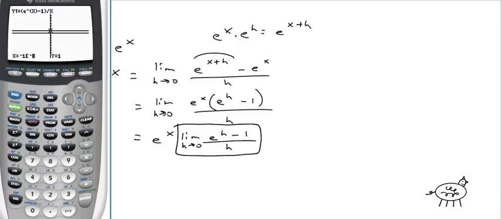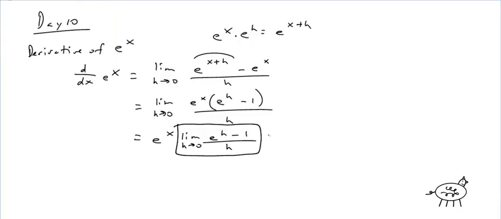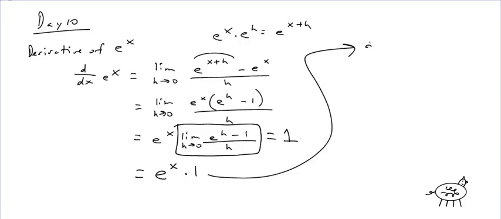So let's close this up here. And this expression, as h approaches 0, is equal to 1. So really, I can say it's e to the x times 1. Let's cursor down. I'll just move it over here. So really, the derivative, d by dx of e to the x, is just e to the x.